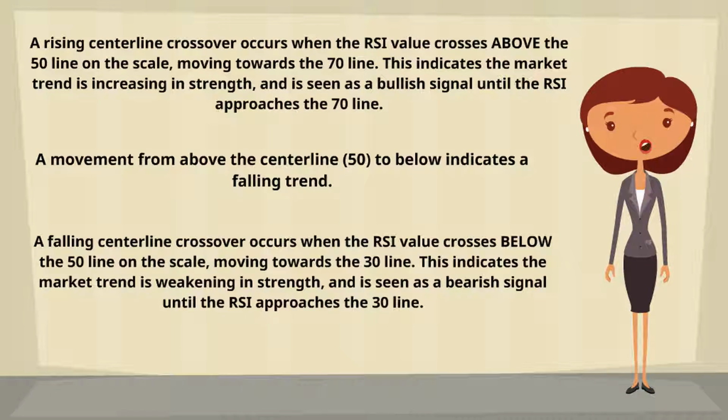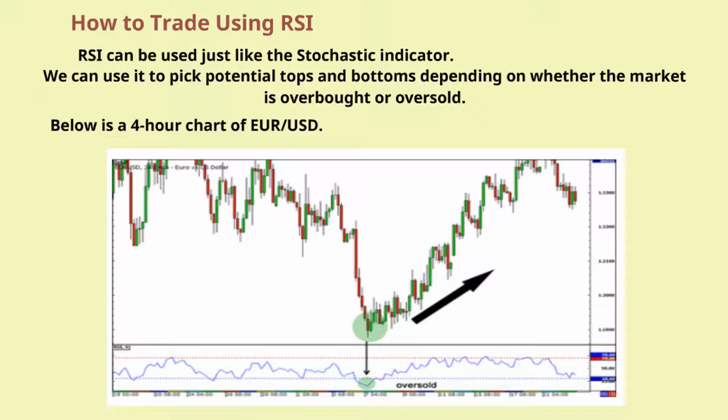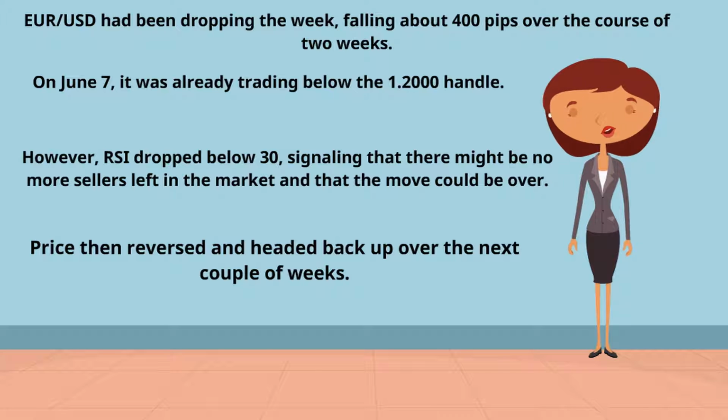How to trade using RSI. RSI can be used just like the stochastic indicator. We can use it to pick potential tops and bottoms depending on whether the market is overbought or oversold. Below is a 4-hour chart of Euro-USD. Euro to US dollar had been dropping the week, falling about 400 pips over the course of 2 weeks.